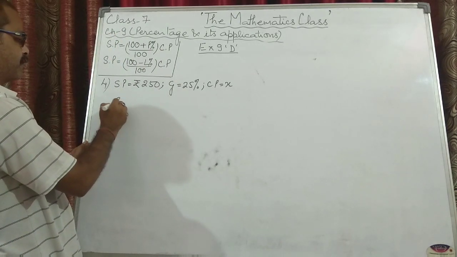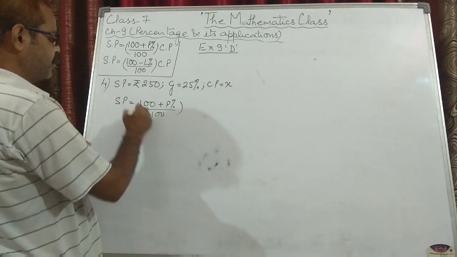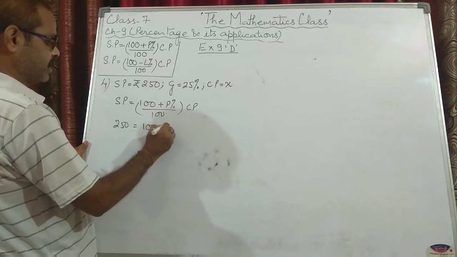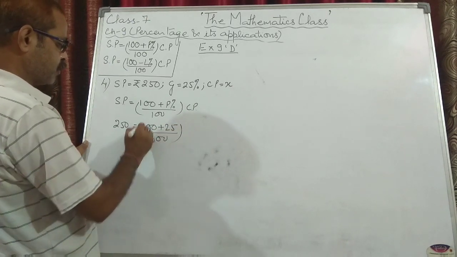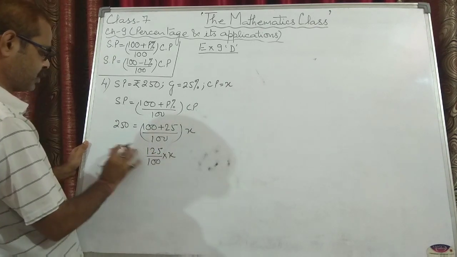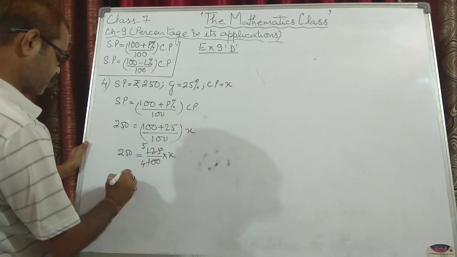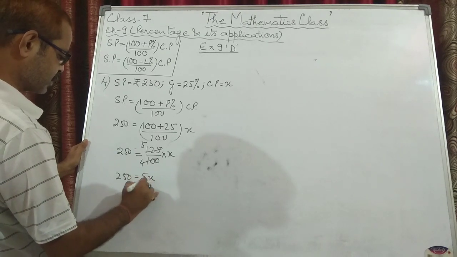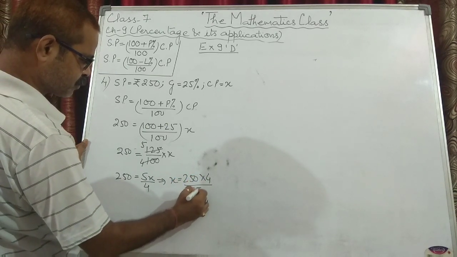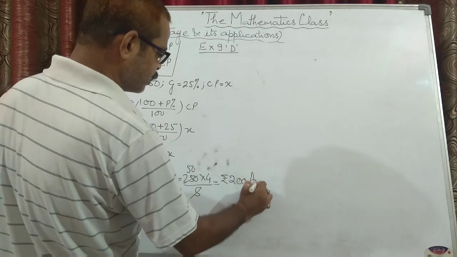So the formula is selling price is equal to 100 plus profit percent upon 100 into CP. Selling price 250 is equal to 100 plus 25, that is 125 upon 100 into cost price, which we assumed as X. 25 5s are 125, 25 4s are 100. So 250 is equal to 5x upon 4, which implies x is equal to 250 into 4 upon 5 by cross multiplication. 5 5s are 25, 50 into 4, that is rupees 200. So the cost price of the book is rupees 200.